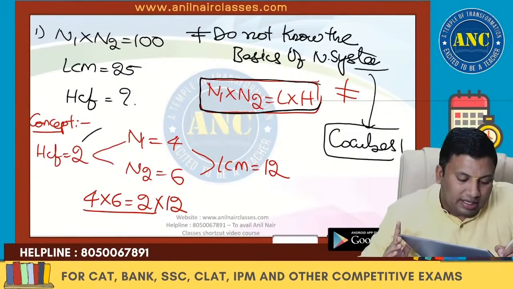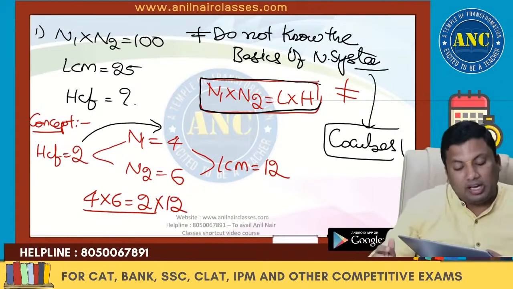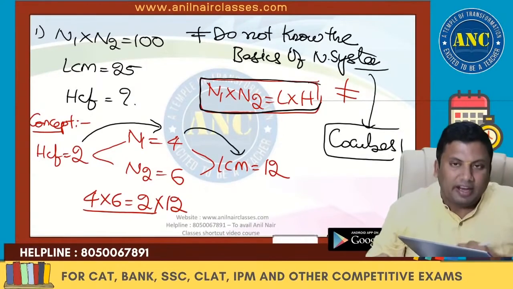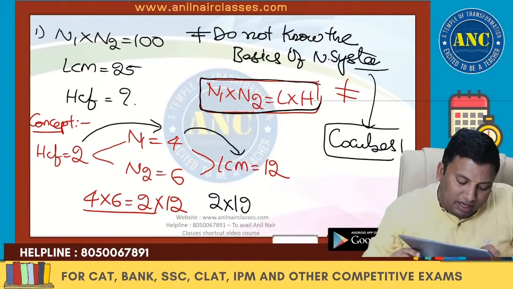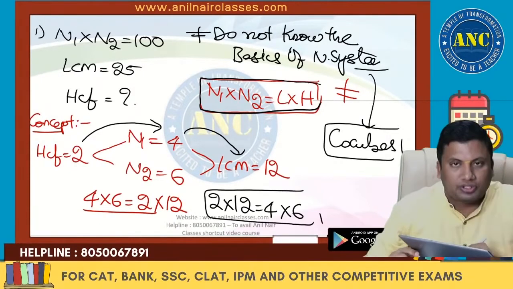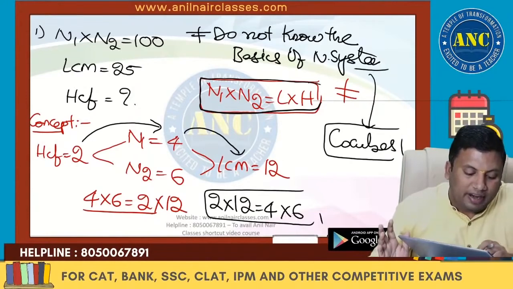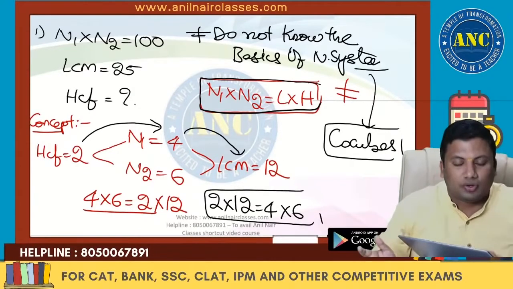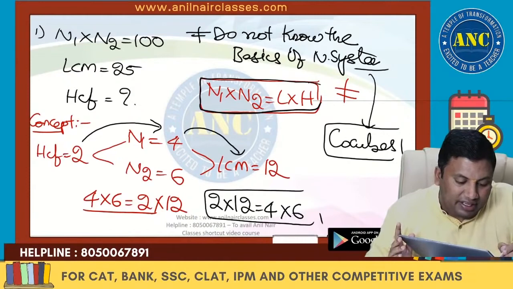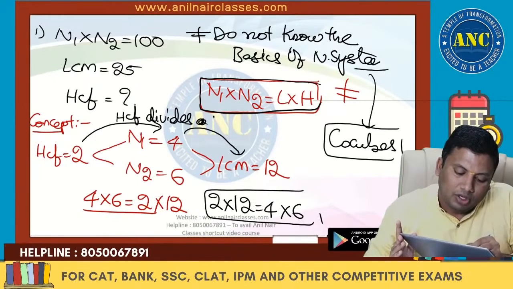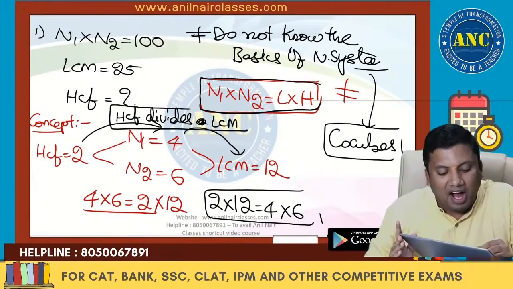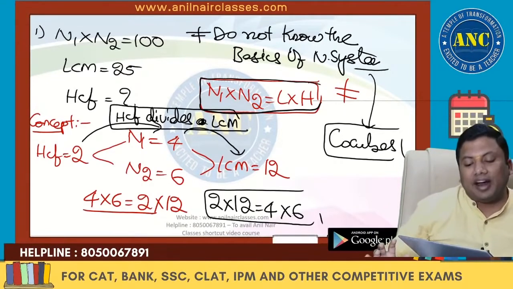Now see here, does 2 divide 4? 2 will definitely divide 4. Does 4 divide 12? 4 will definitely divide 12. 2 into 12 is equivalent to 4 into 6. Stop here. Does 2 divide 4? Yes. Does 4 divide 12? Yes. That means HCF divides LCM. HCF is a factor of LCM. So HCF divides LCM, or in other words, HCF is a factor of LCM.